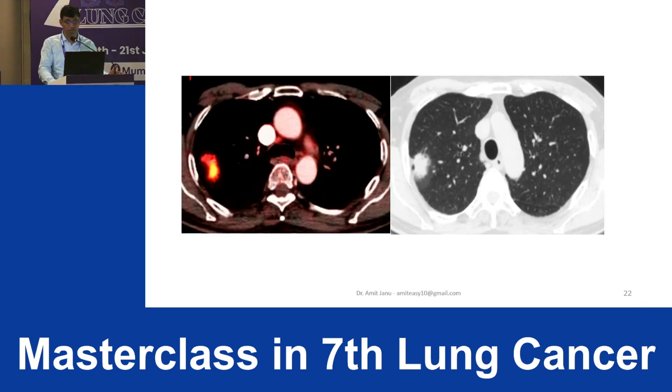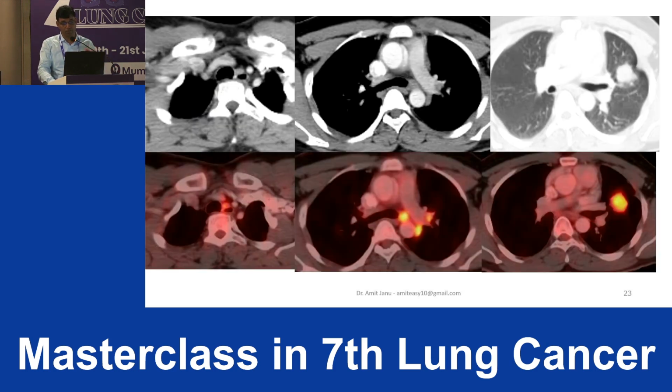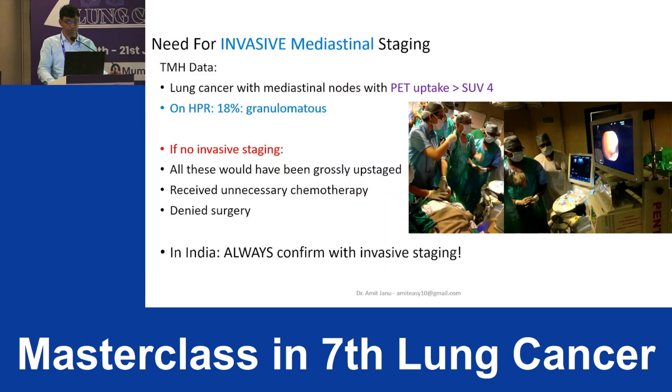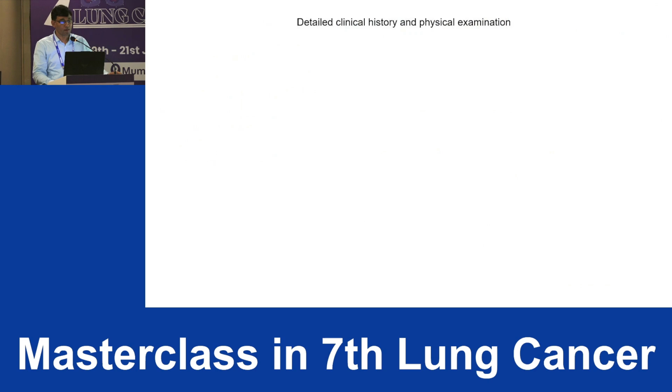So something like this: if it is very early, it might throw just ipsilateral hilar metastasis, but if it is too large, it might throw contralateral and supraclavicular metastatic disease. The need for invasive sampling, I think sir will stress on that, because even though there is high PET avidity, there is a chance of around 18% that these nodes are granulomatous, and that's why invasive sampling is required, to know whether we are understaging or upstaging the disease.